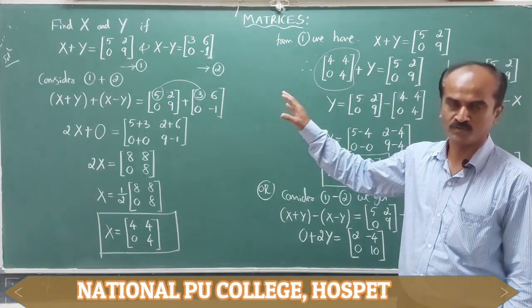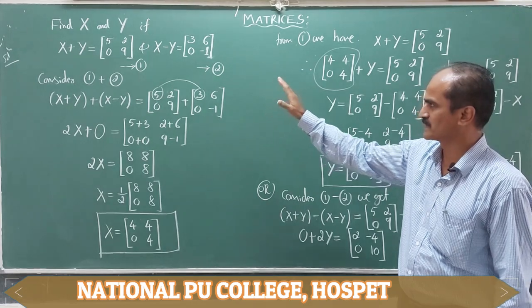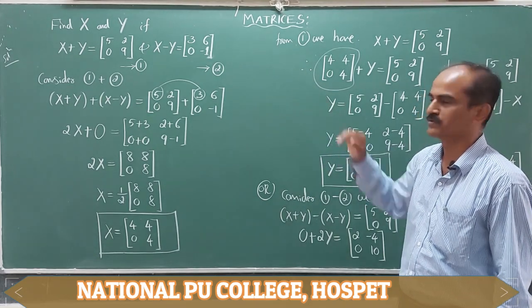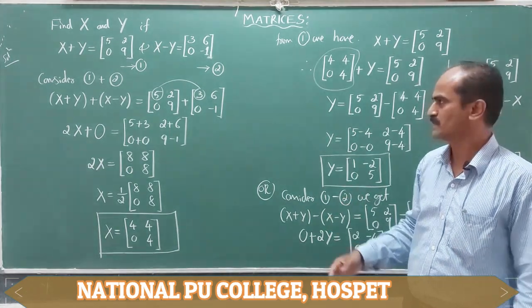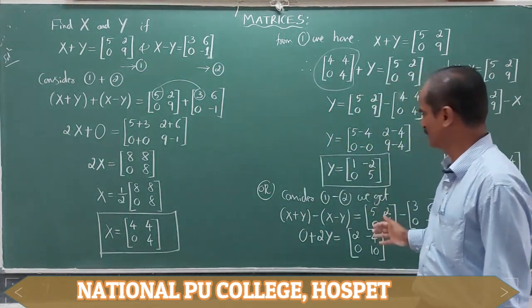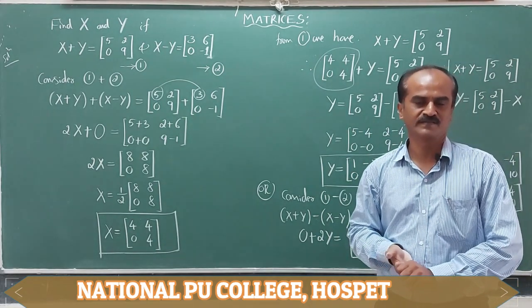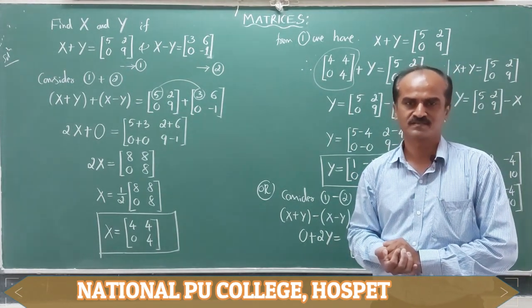I hope you followed. Two equations are given, X plus Y equal to some matrix, X minus Y equal to some matrix, where X and Y are unknown matrices. To find those matrices, this is the procedure you have to follow, just like solving simultaneous equations.